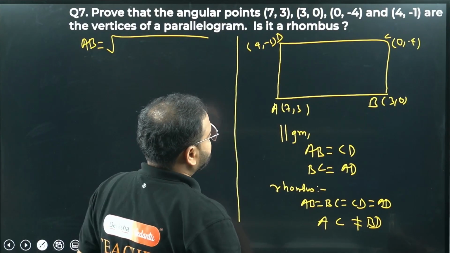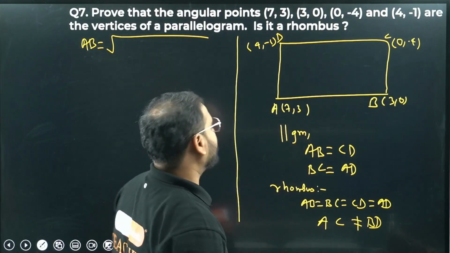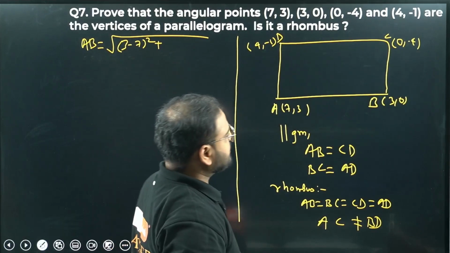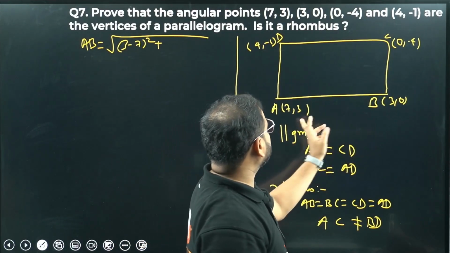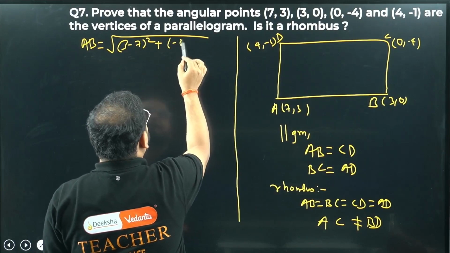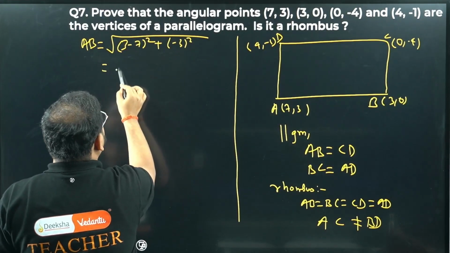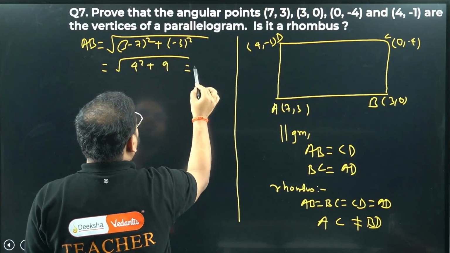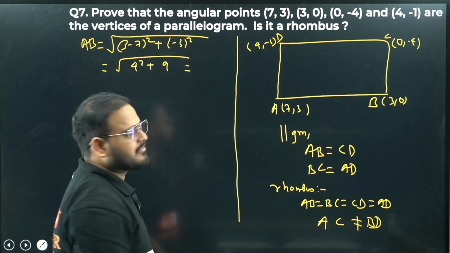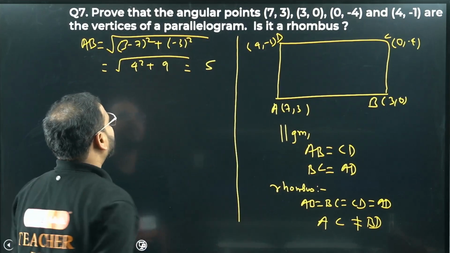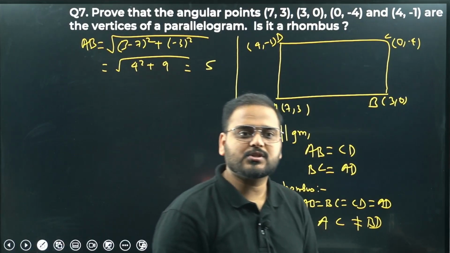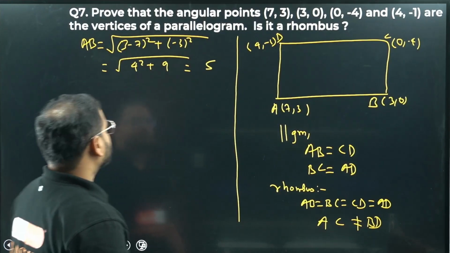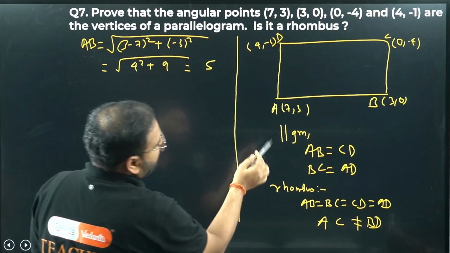3 minus 7, that is minus 4. So 3 minus 7 the square plus 0 minus 3, so minus 3 the square. I get 4 square plus 3 square, 16 plus 9, 25. So 5. 3 minus 7 is 4, 4 square plus 3 square is 5 square. So AB is 5.